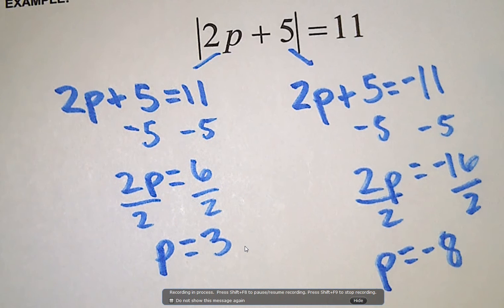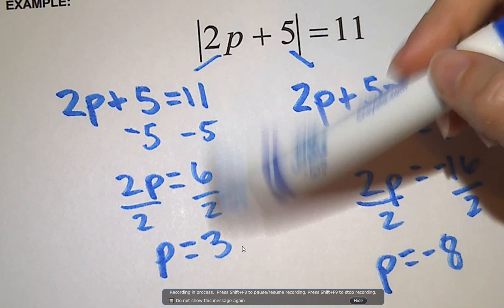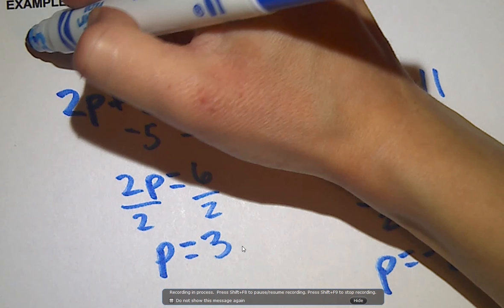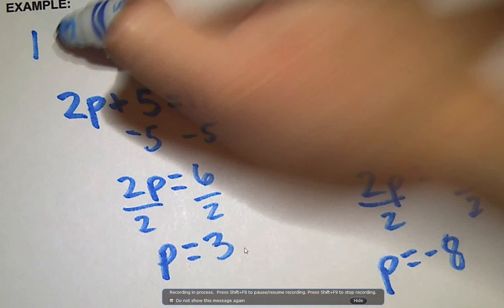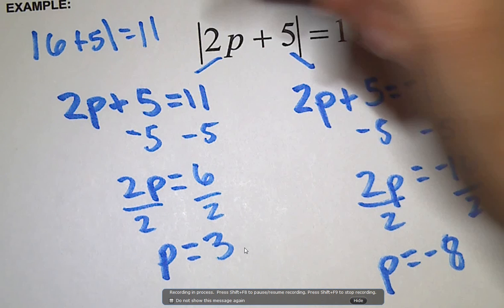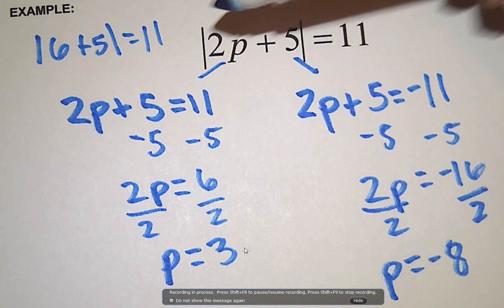And I know I did these right because if I plug these in, if I put 3 in up here, I would have the absolute value, 2 times 3 is 6. So 6 plus 5 is 11. So is the absolute value of 11 11? Yeah, so I know I did it right.